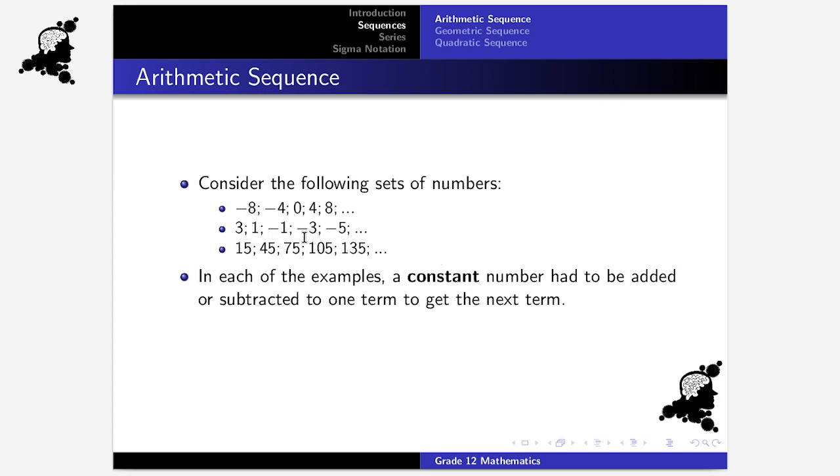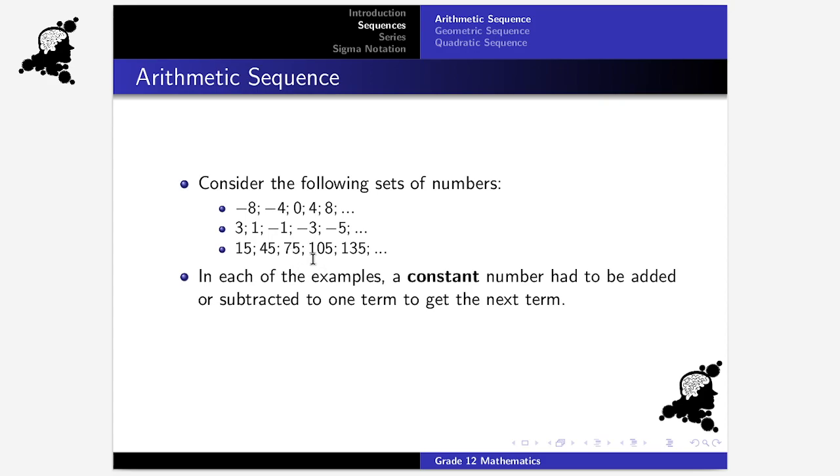If we look at the second example, basically here we just keep on subtracting 2. So 3 minus 2 gives us 1. 1 minus 2 gives us -1. -1 minus 2 gives us -3, and so on. The constant number in this case would be -2. The third example, we just keep on adding 30. So 15 plus 30 gives us 45. 45 plus 30 gives us 75.